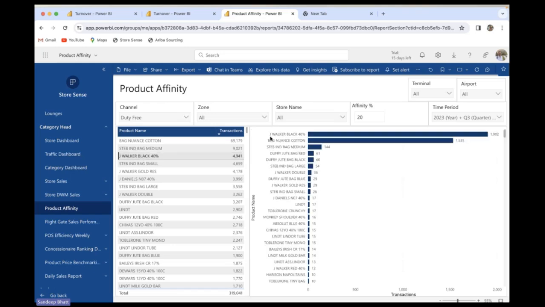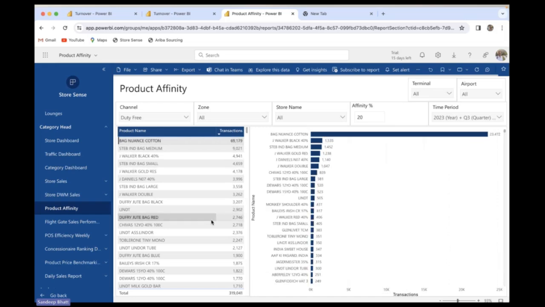So the maximum of them, as you can see, along with Johnnie Walker, are buying the cotton bag, followed by the duty free jute bag, which is red in color. Then followed by Johnnie Walker Double Black, the duty free jute bag blue, and all those pieces. Versus when I click on, say, another item, along with it people are buying the maximum of Johnnie Walker 40%, then Johnnie Walker Gold Reserve, and Jack Daniel's 40% liquor. That helps you place merchandise accordingly, so that people don't have to look around here and there, and that gives you the basket size.